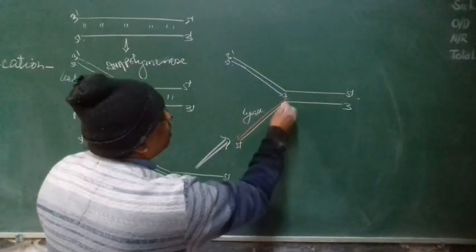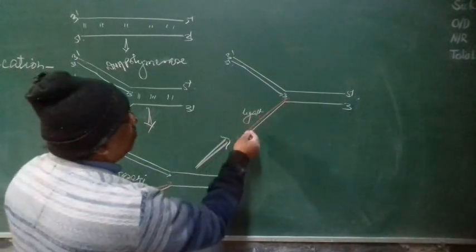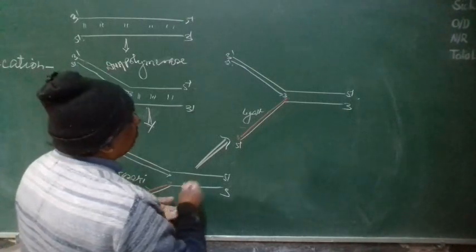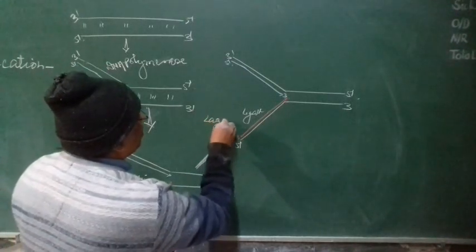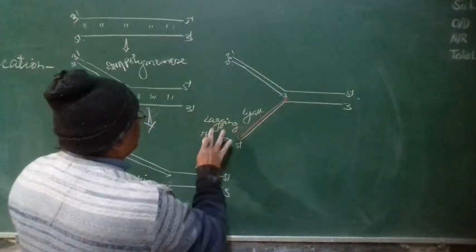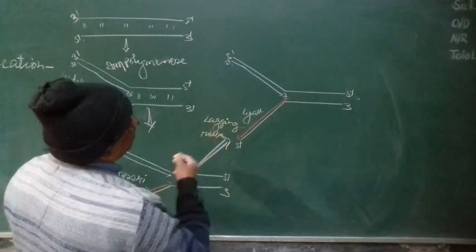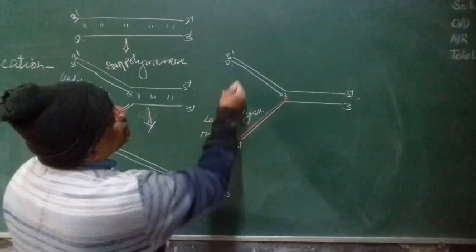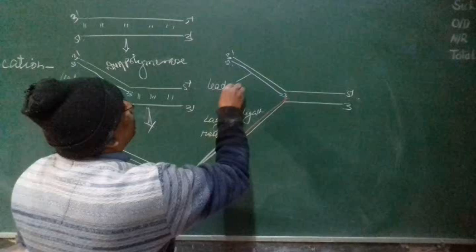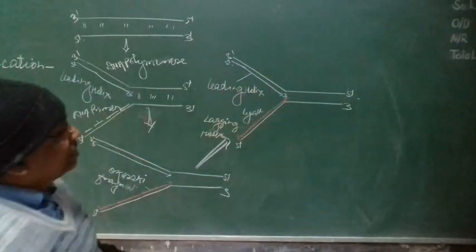Now they are joined in 5 to 3 direction in the presence of ligase enzyme. Here the lagging helix develops. This helix is called the lagging helix. This helix is the lagging helix, and here this helix is continuous, so it is called the leading helix.